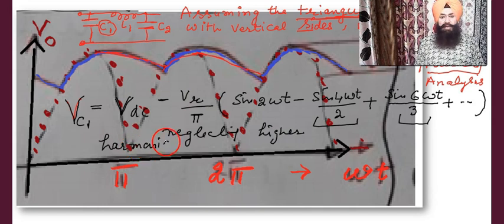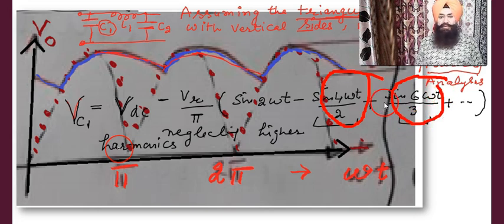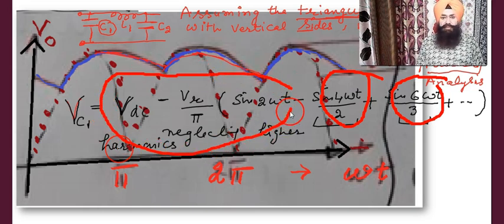Now, we are neglecting the higher terms, higher harmonics, sorry. We are neglecting these because of the smaller magnitudes. And we'll consider only the first two terms.